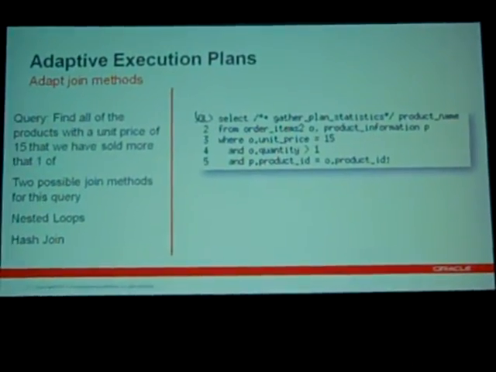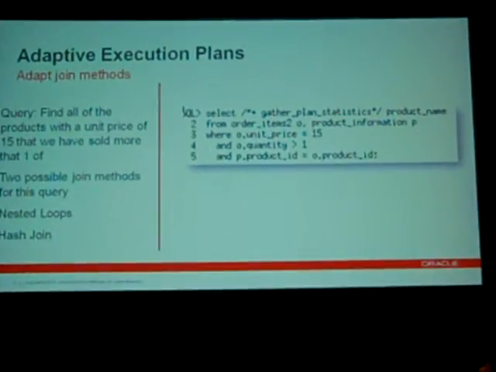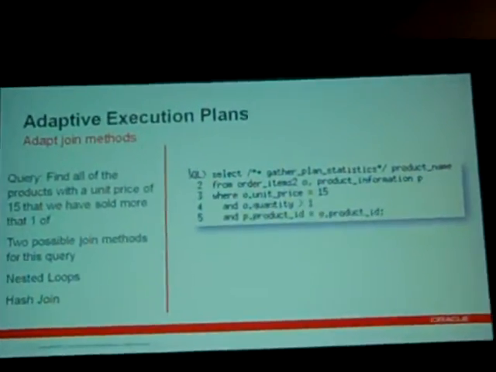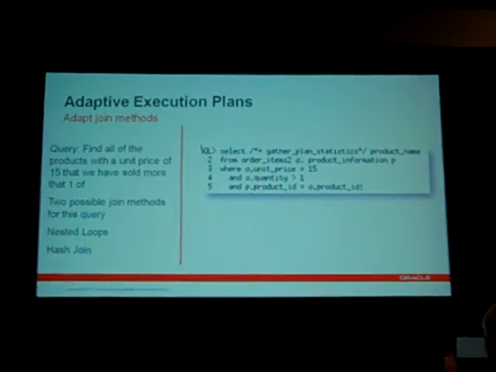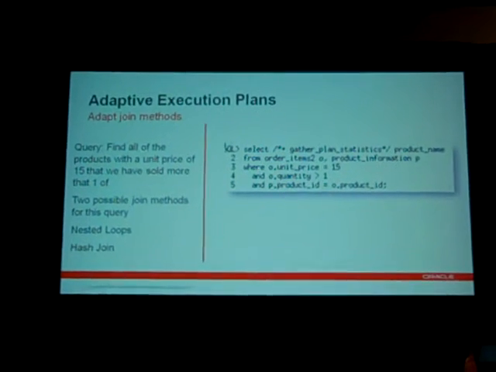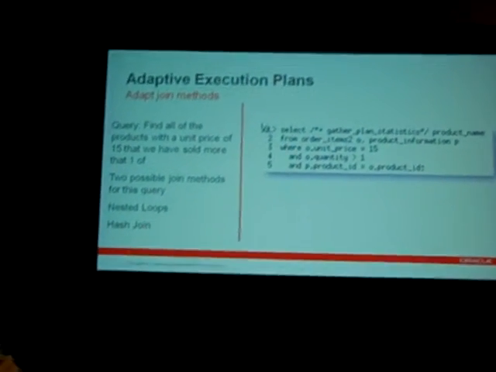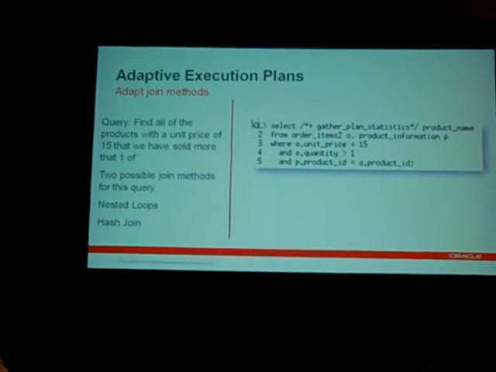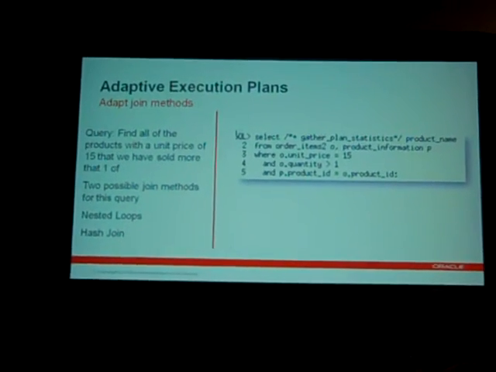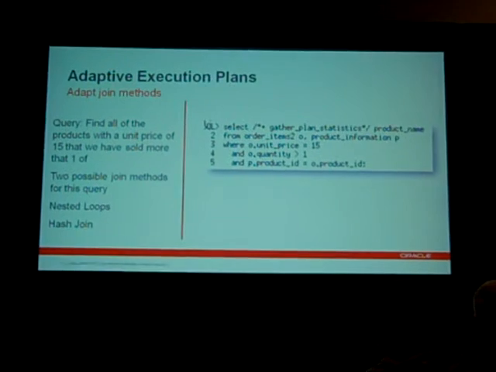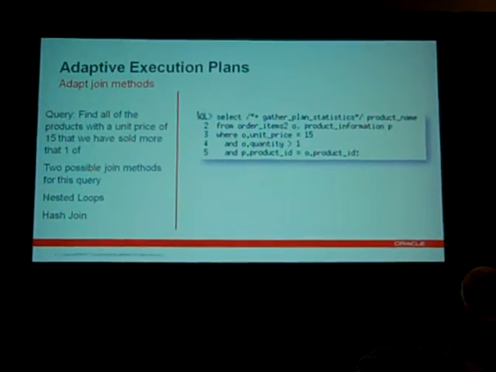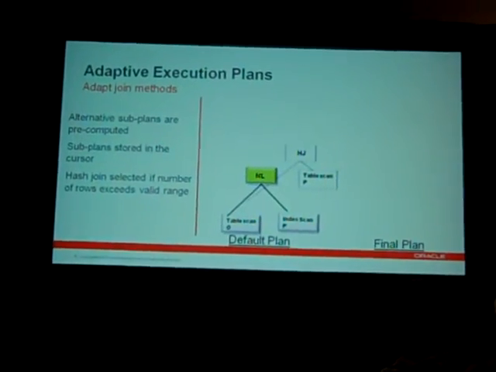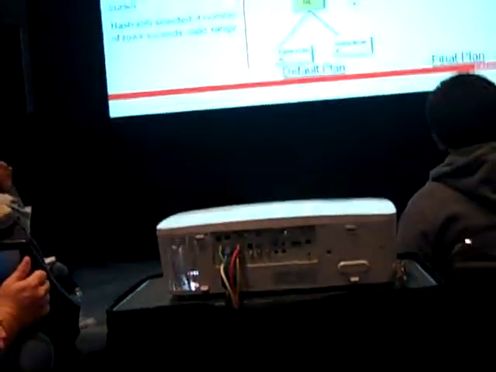Well, let's say we're looking at this SQL statement here. It's a simple join between the order items table and the product information table. And we're looking for the product names for the products that we've cost $15 and that we've sold more than one of. Now, we have two possible join methods open to us here, a nested loops join or a hash join. Based on the table statistics we have today, the plan that we're going to go after is a nested loops plan. But we're not very confident in those statistics. Maybe they're stale, they haven't been gathered in a very long time.